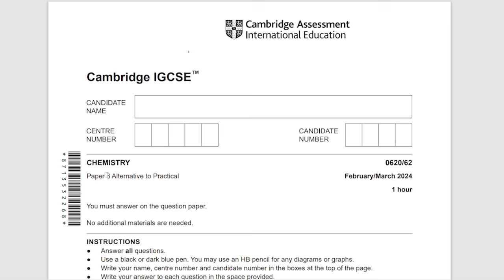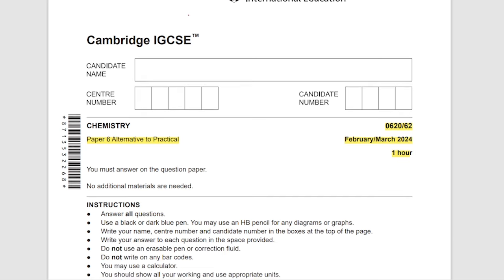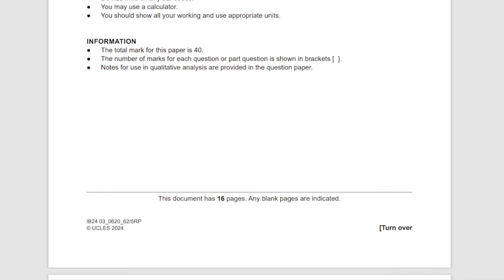So, today in this lesson, we are going to do the paper that is 062062. This one is the paper 6, alternative to practical, from February March 2024. This paper is of 1 hour, and the maximum marks for this paper are 40.